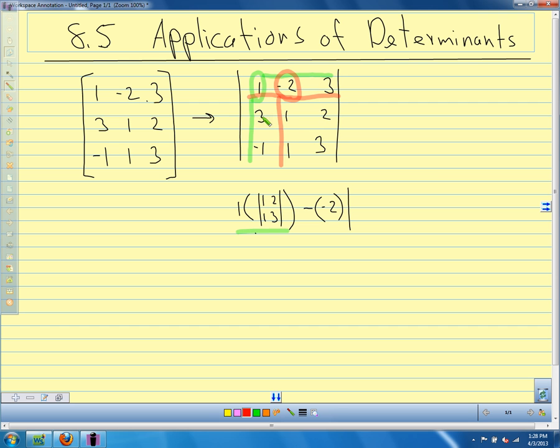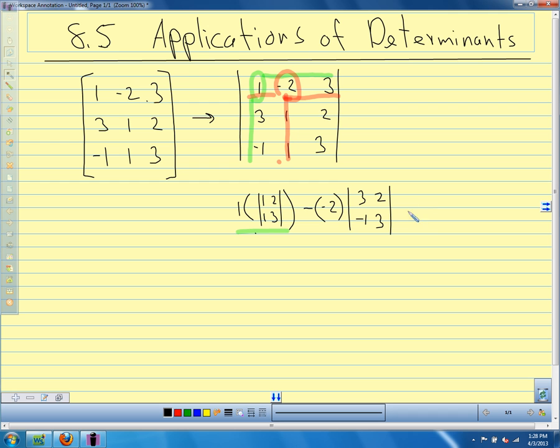So now I'm left with the determinant, and I'm crossing out this column, 3, 2, negative 1, 3. So I have this number, this number, this number, and this number. I'm crossing out this column for this one. So this is an easy determinant to find.